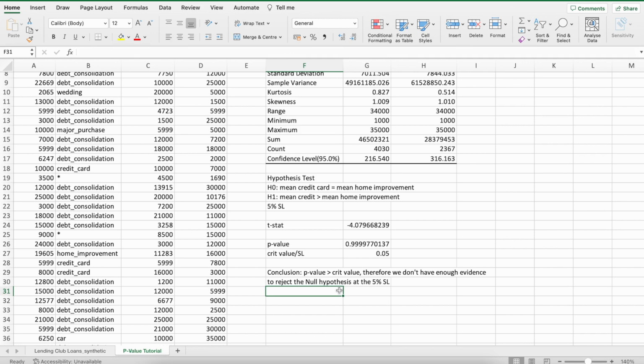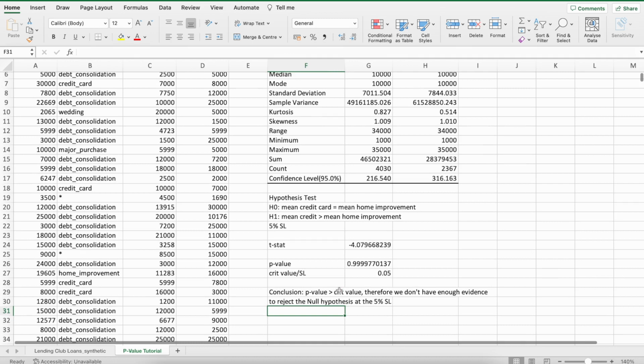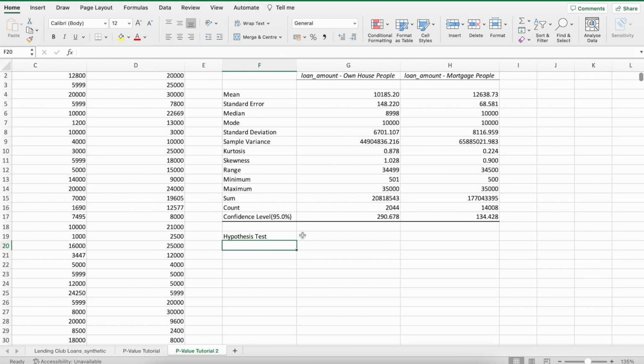We'll do a second hypothesis test using a second example, so I'll just be back in 1 second. Okay, I'm back. So I've set up a new scenario here. We're comparing the mean loan amount between people that already own a house, so have fully mortgaged their house, and people who are still in the process of mortgaging their house, right? So let's see who has a higher mean on average of loaning something.